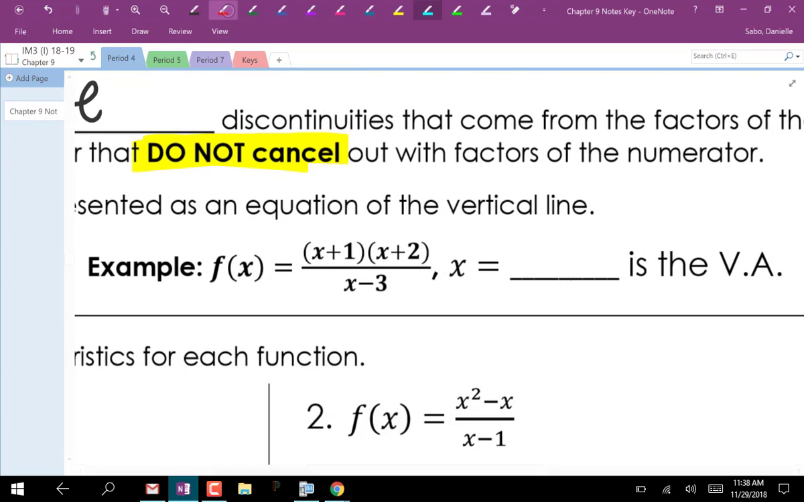What? X equals 3. Very good. So I'm going to put that in. That's your vertical asymptote. It's that easy. The hole was a little bit harder. You had to do some more work. The vertical asymptote is just x equals 3.